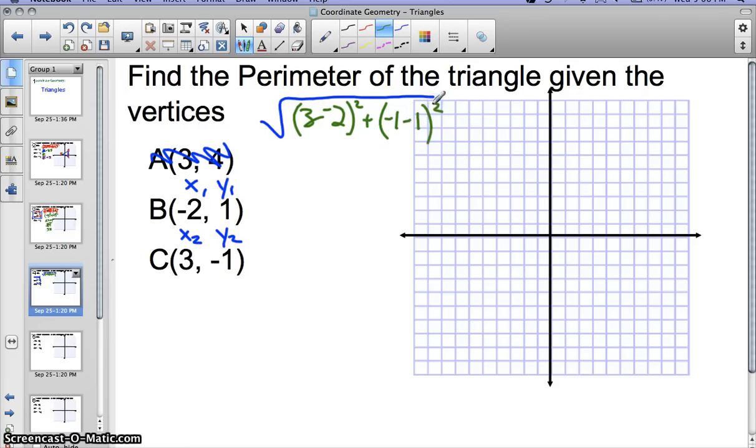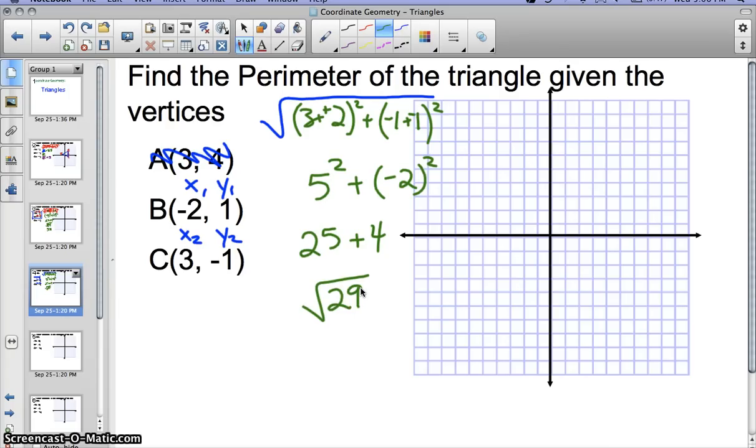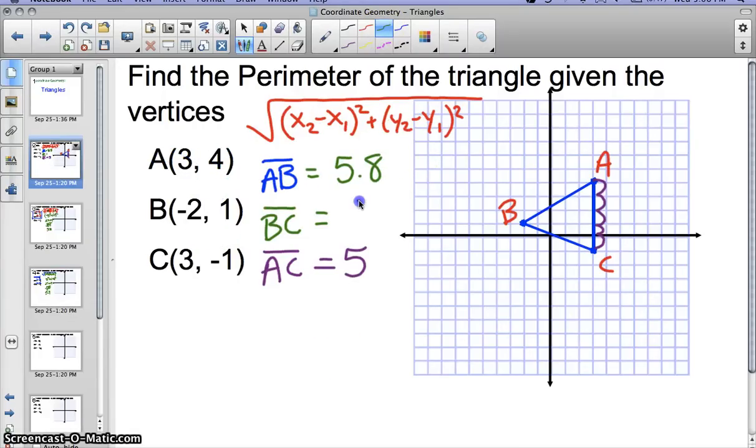So 3 minus negative 2, we'll add the opposite action. We get 5 squared plus negative 2 squared. So 5 squared is 25. Negative 2 squared gives me 4. So we end up with the square root of 29. Punch it in the calculator. Drum roll, please. And we get 5.4. Well, it's really 5.38, but we round that up to 5.4. Punch it back in. 5.4.